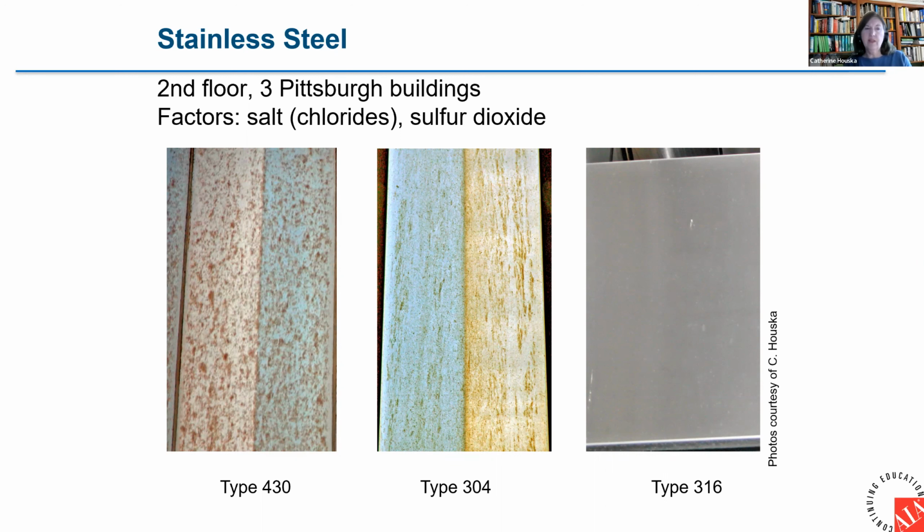The 430 has pretty significant corrosion, which would require refinishing truly to restore it. The 304, wiping that with a damp cloth pretty much takes care of it, although you'd want to do a bit more than that to make sure the salts are really gone. With the 316, there's some bird droppings evident, and you could see some salt on the surface, but it looks fine in this particular application.